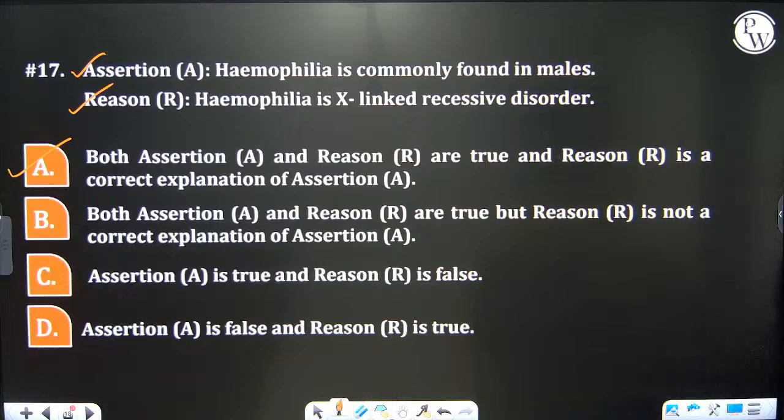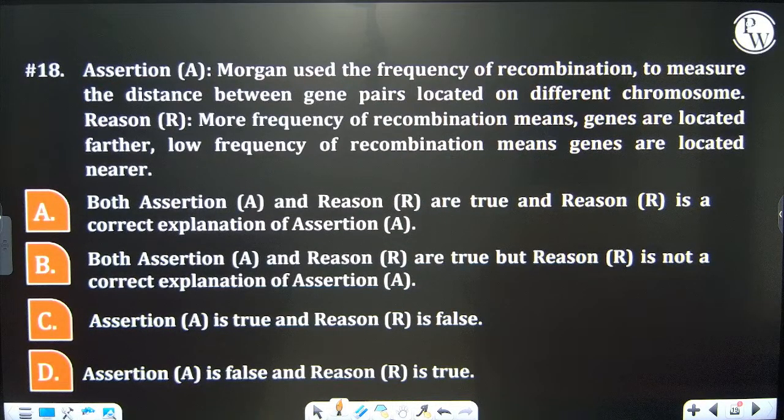Is it clear, guys? Is it clear? Let's go for the next question. Give the answer for this one.